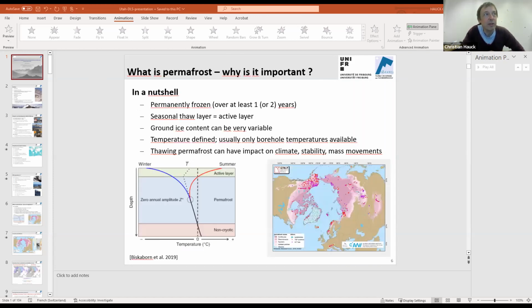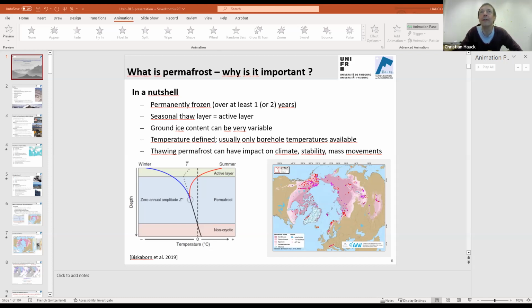Okay, so much about what we are doing as a general overview. Now, for those of you who are not familiar with permafrost, why is it important and what is it in a nutshell? So it is defined thermally. I could add only thermally. So it's only the temperature must be below 0 for at least 1 or 2 years. Even there, the community is not really decided on whether to say 1 year or 2 years.